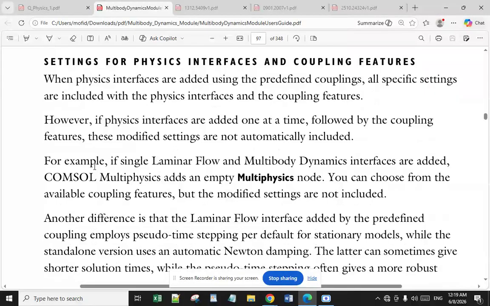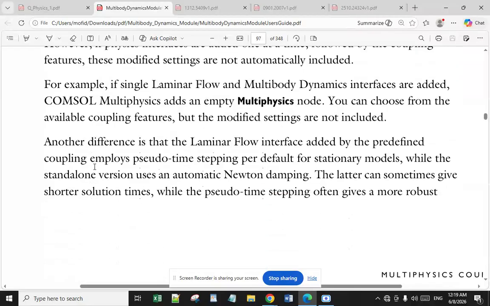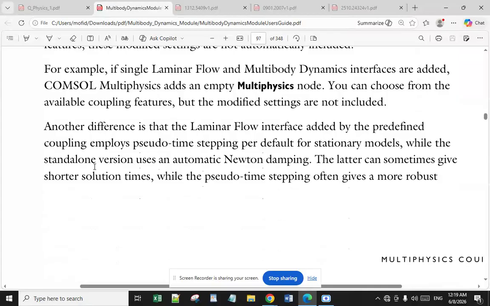When physics interfaces are added using the predefined couplings, all specific settings are included with the physics interfaces and the coupling features. However, if physics interfaces are added one at a time, followed by the coupling features, these modified settings are not automatically included. For example, if single laminar flow and multibody dynamics interfaces are added, COMSOL Multiphysics adds an empty multiphysics node. You can choose from the available coupling features, but the modified settings are not included.